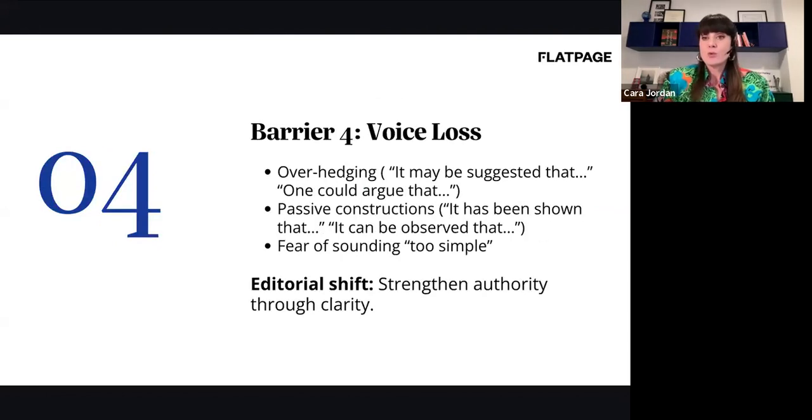Our final barrier is voice. Voice loss often comes from that fear of sounding too simple or too confident or insufficiently qualified. Cue that nod to imposter syndrome that we've been talking about for so long. It even happens in the crossover field.